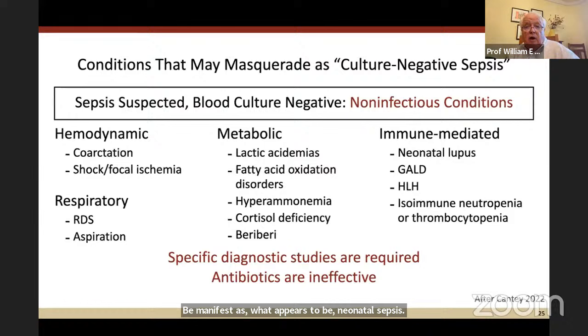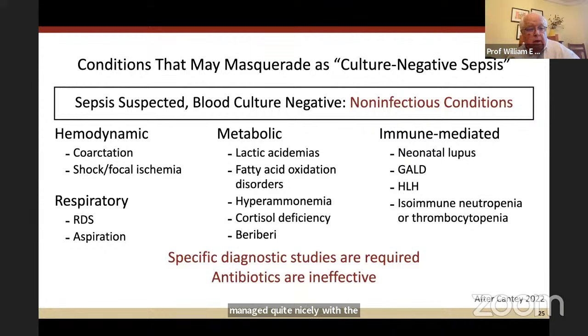Finally, there are a number of non-infectious conditions that can make a baby appear to be ill, but which are not associated with positive blood culture because bacteremia is not a part of it. The hemodynamic conditions, coarctation of the aorta and shock or focal ischemia can result in poor peripheral perfusion. A baby who's lethargic or obviously quite uncomfortable, and may be associated with lactic acidosis, which makes you think about possible septic shock. Those conditions require specific treatment. Coarctation can be managed quite nicely with a prostaglandin infusion, but antibiotic therapy is not going to be helpful there.